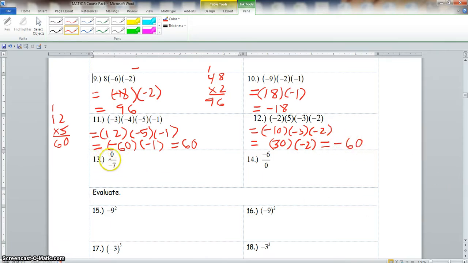Now we come down here to number 13. 0 divided by any number except 0 is 0. Now, a number divided by 0, a number except 0 divided by 0, we know is undefined.